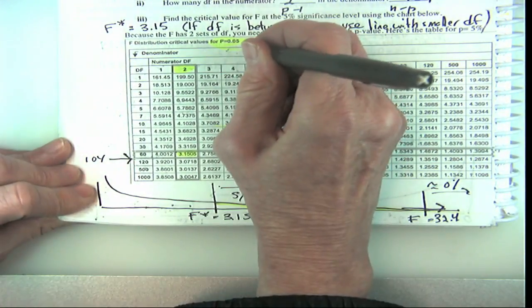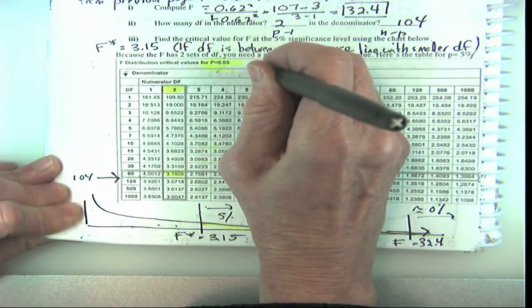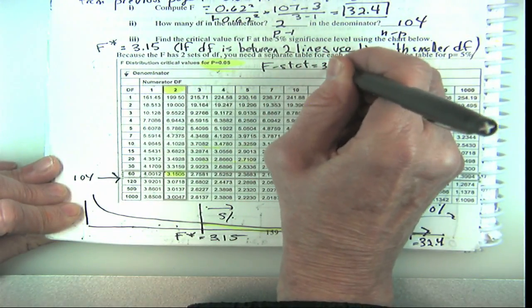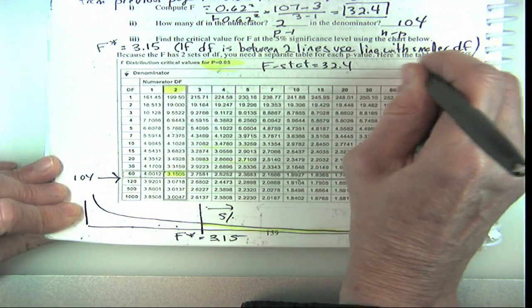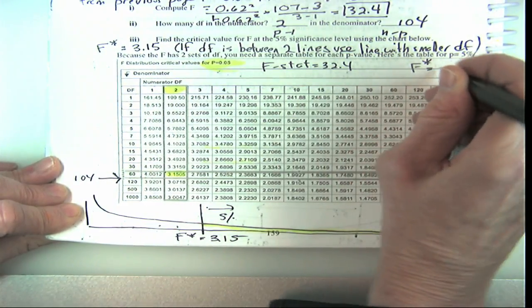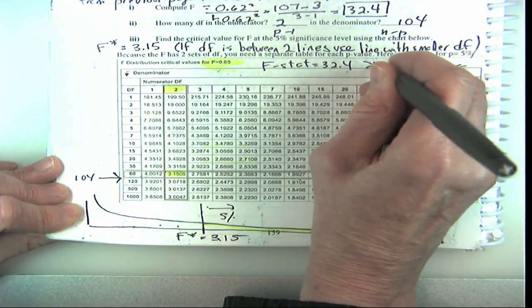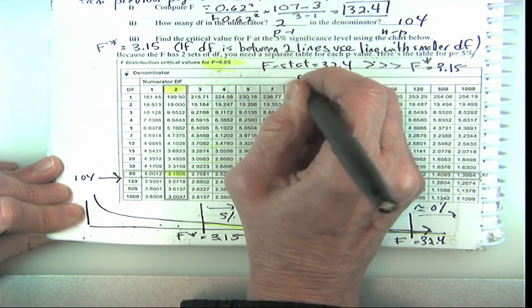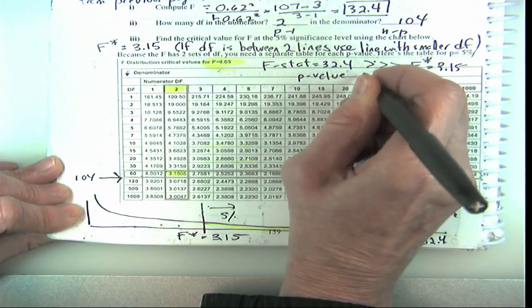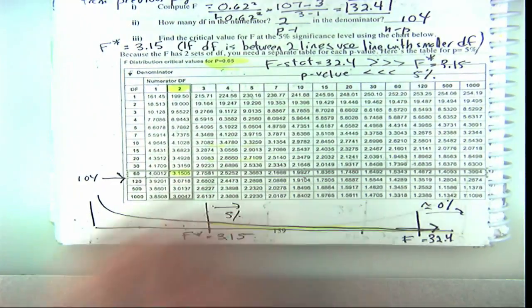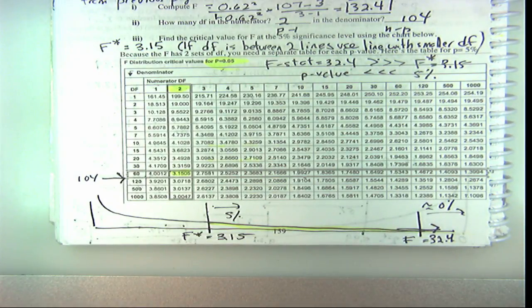And so all you're doing is comparing how the F-stat, which is equal to 32.4, to F star, which is equal to only 3.15, and it's so much bigger. So our p-value is so much smaller than 5%. It's close to 0. And of course, we reject the null. Same conclusion. Any questions on that?